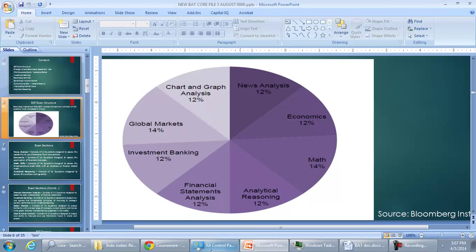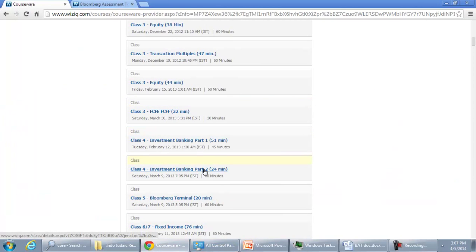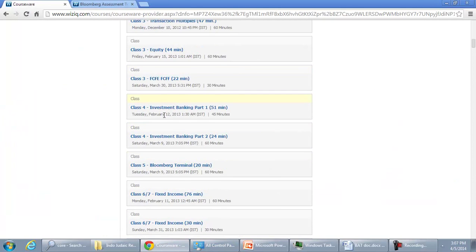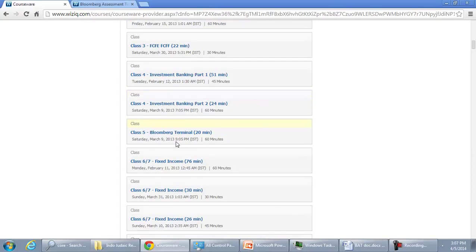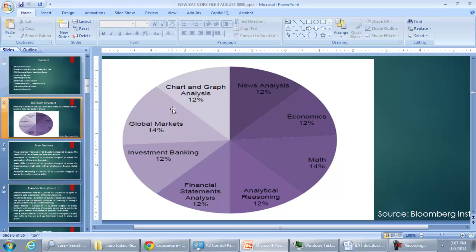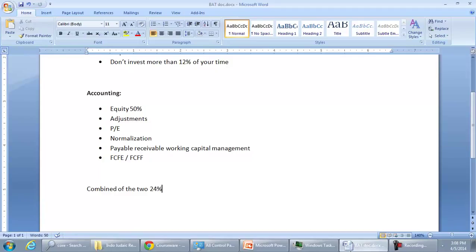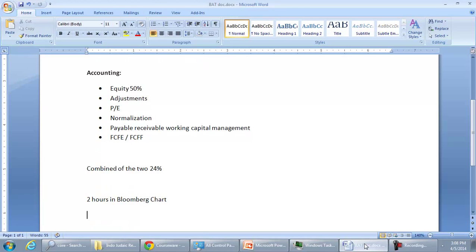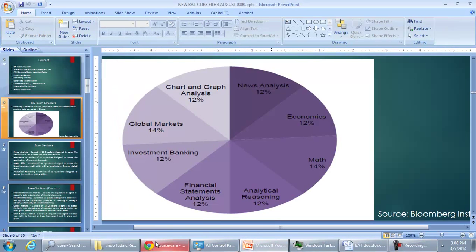Then let's go to the courseware and analyze what we have here. We have got the FCFE and FCFF, again the investment banking. Then we have got the Bloomberg terminal. This would go across various things. So this would go across the charts, the news analysis, and the global market. So it's a small one. So the Bloomberg chart is a small one. Don't invest more than 2 hours in the Bloomberg chart or understanding how Bloomberg works.